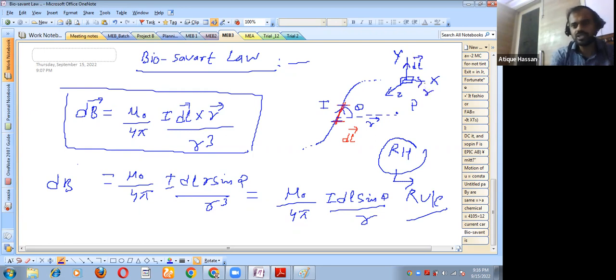So what will be the direction of DL cross R? It will be along minus Z, right? When you're applying a cross product, you're moving from DL to R. Then your thumb will give the direction of DL cross R.